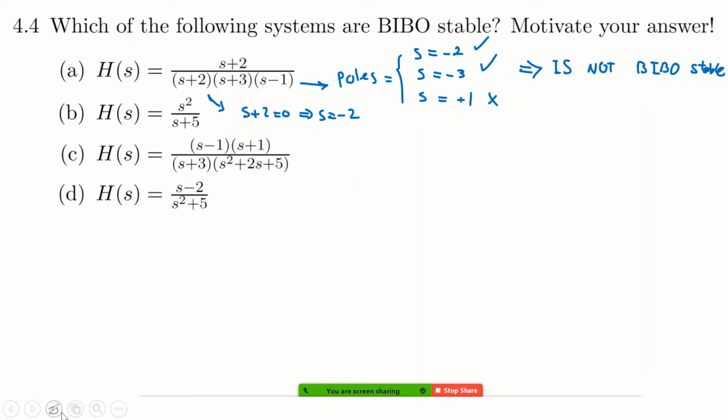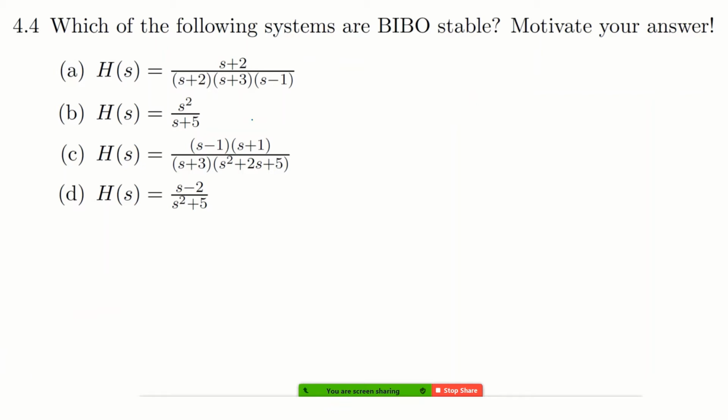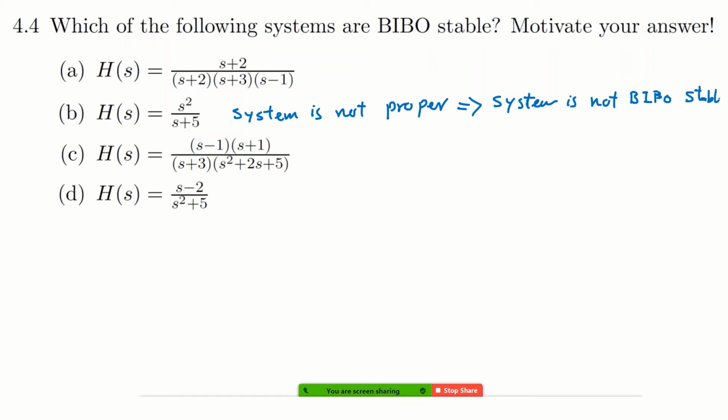For the second one, we say the system is not proper. So I don't even check the poles because the system is not proper. Since the system is not proper, we conclude that the system is not BIBO stable. But what is a proper system?